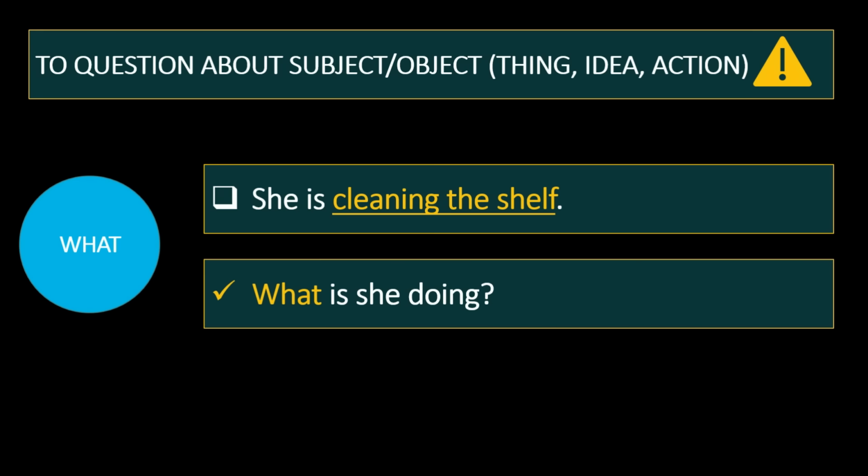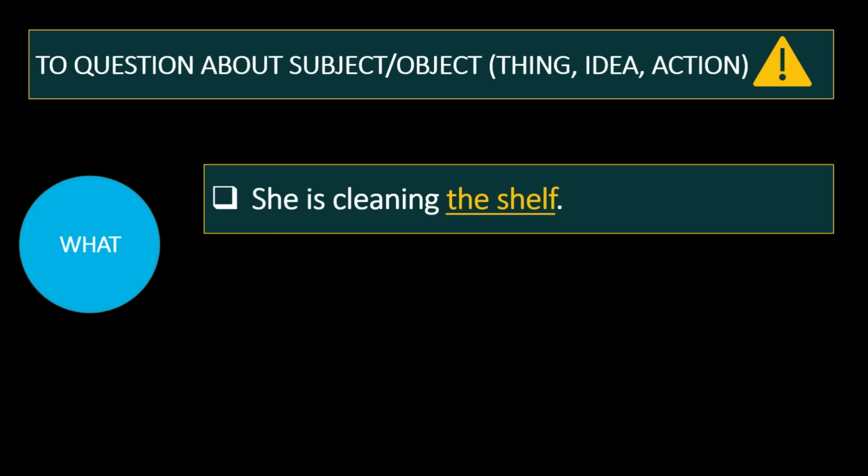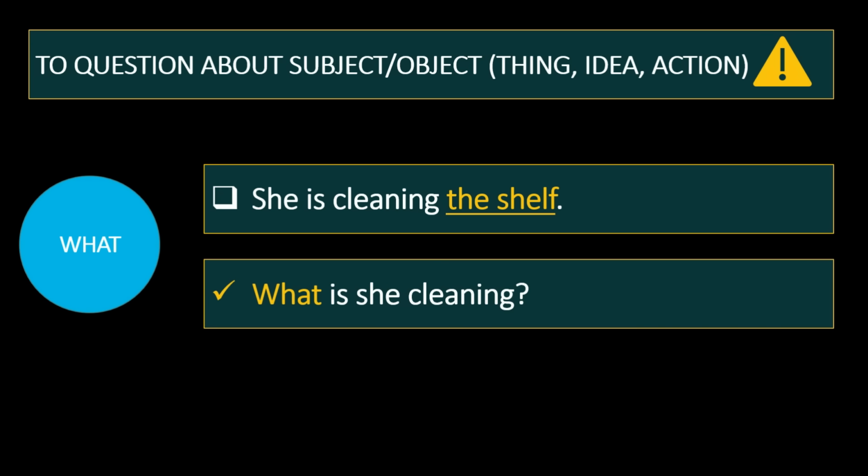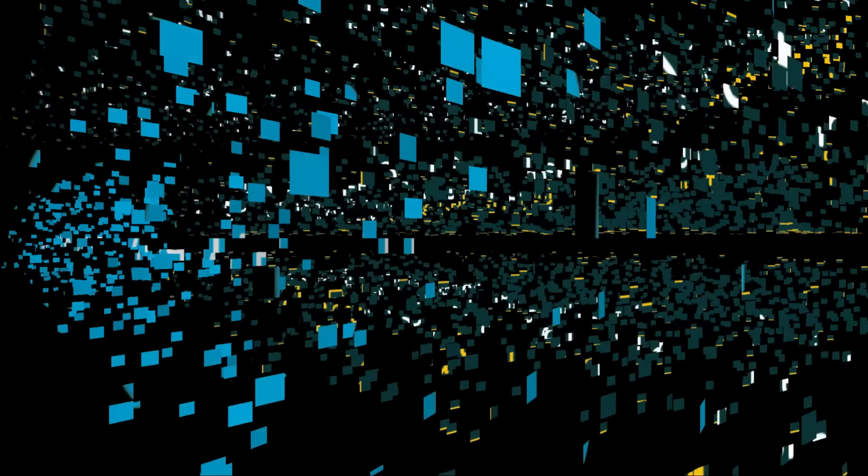Let's try another one with the same sentence, with a different part underlined this time. She is cleaning the shelf. This time I haven't underlined cleaning, I have underlined only the shelf. So you can use this word cleaning. It's very easy now. The only thing that you need to do is use what at the beginning and then bring this helping verb is to the beginning. What is she cleaning? The answer is the shelf. What is she cleaning? Easy.